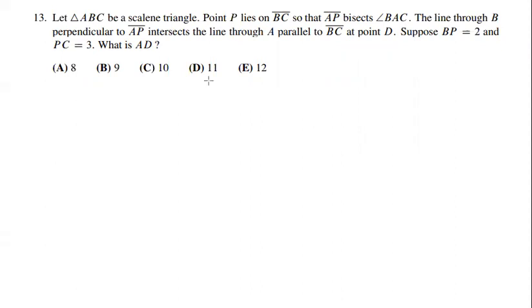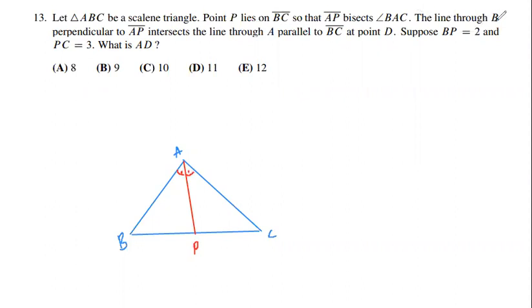It says ABC is a scalene triangle. So let's start with drawing that, something like this. I'm going to name this ABC. It says point P lies on BC such that AP bisects angle BAC. So I'll draw an angle bisector. It should divide angle A into equal pieces, and that's P. So the angles right here are equal to each other.